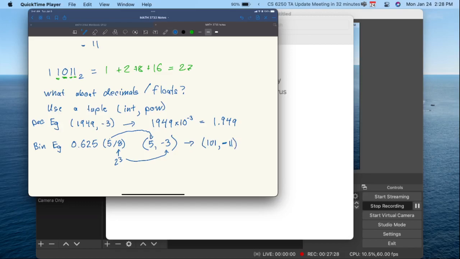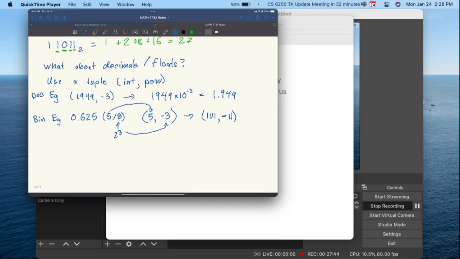So this right here is how you could go ahead and represent this. Now this is ignoring the fact that we still haven't talked about representing negatives. There's actually 3 ways to do that: either signed magnitude, 1's complement, or 2's complement. We won't go into that in this course, but all have their pros and cons. So this right here is how we would represent this float with a pair of integers.